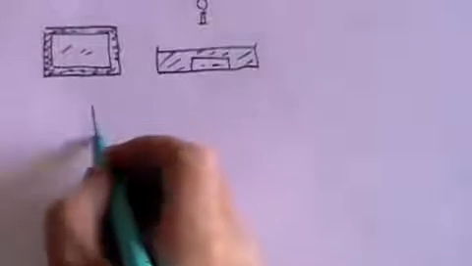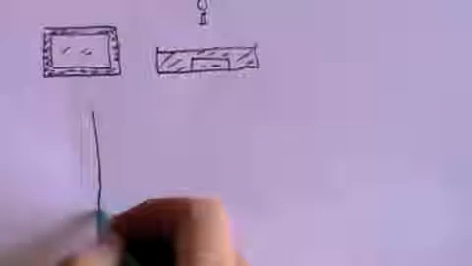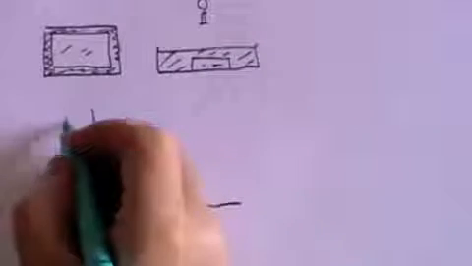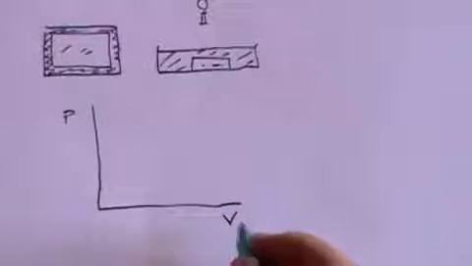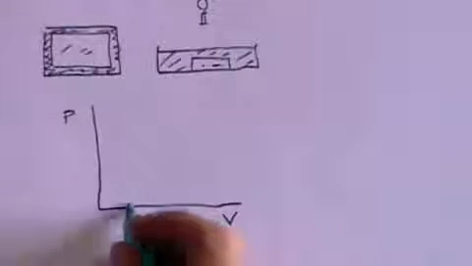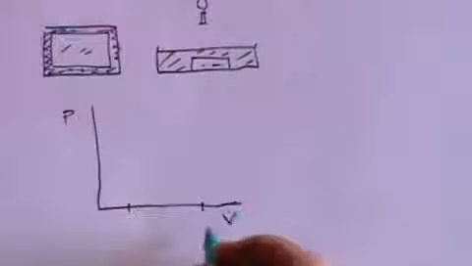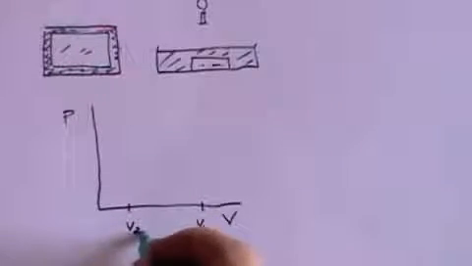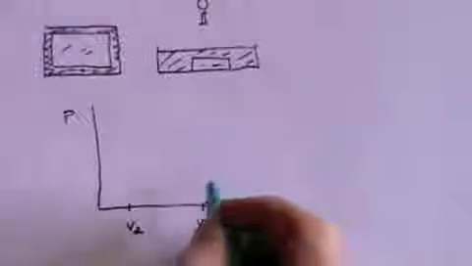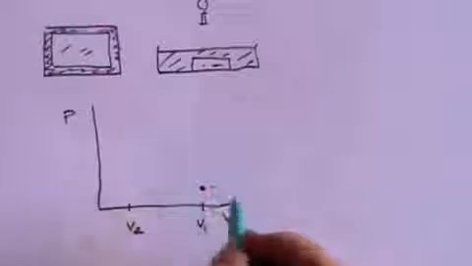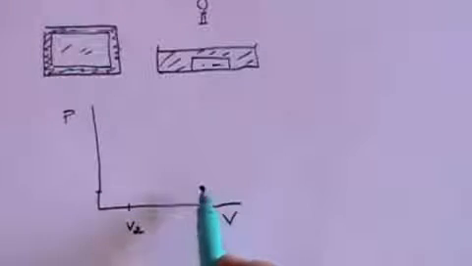Let's just consider an example of three changes. We're going to plot pressure against volume. And what we're going to do in these three examples is we're going to take a gas that has a volume V1 and we're going to take it down to a lower volume V2. And we're going to start with the pressure at that point and the volume V1.